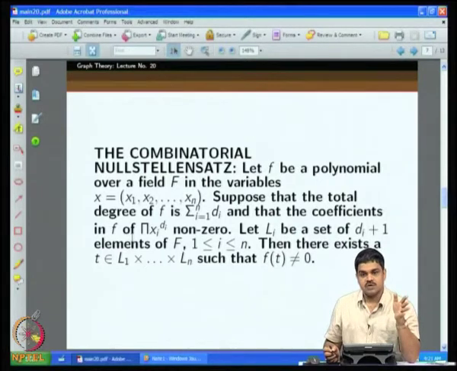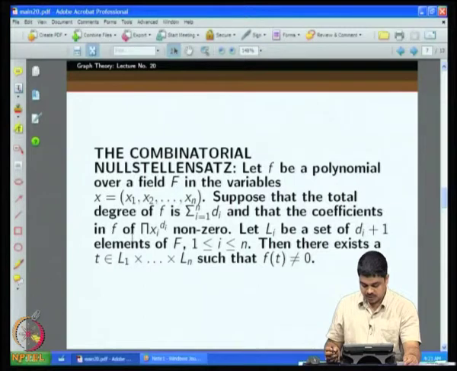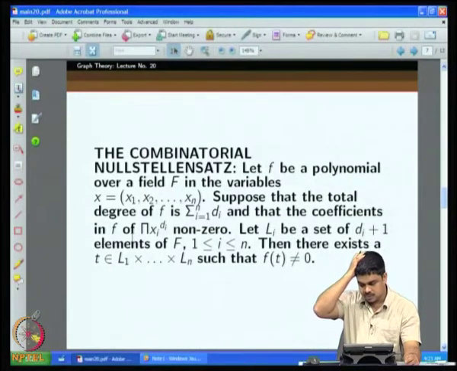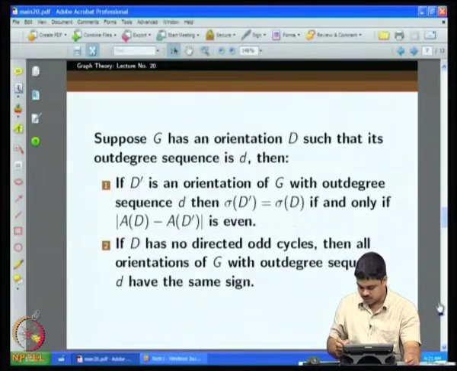Which will allow us to make the polynomial evaluate to a non-zero value, that means which will allow us to list color the graph. Therefore, essentially we only have to prove that. So, suppose there is a degree sequence. This is the statement we want to say.